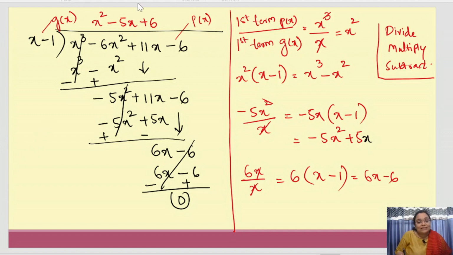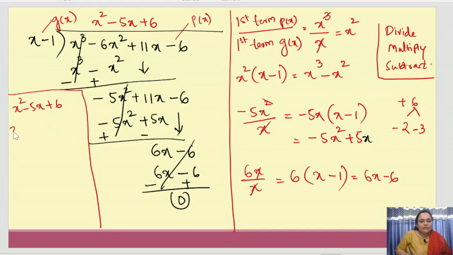So we will factorize this. We have taken the quotient and now we will factorize this to find the factors. Okay. So this will be x square minus 2x minus 3x plus 6. From the first two terms, if you take x common, it will be x minus 2. And from the next two terms, if you take minus 3 common, this will be x minus 2.